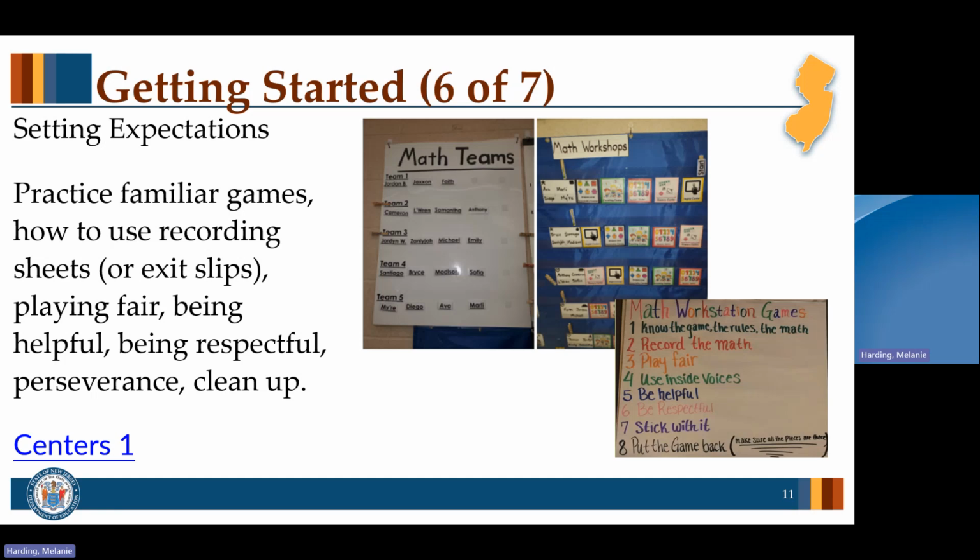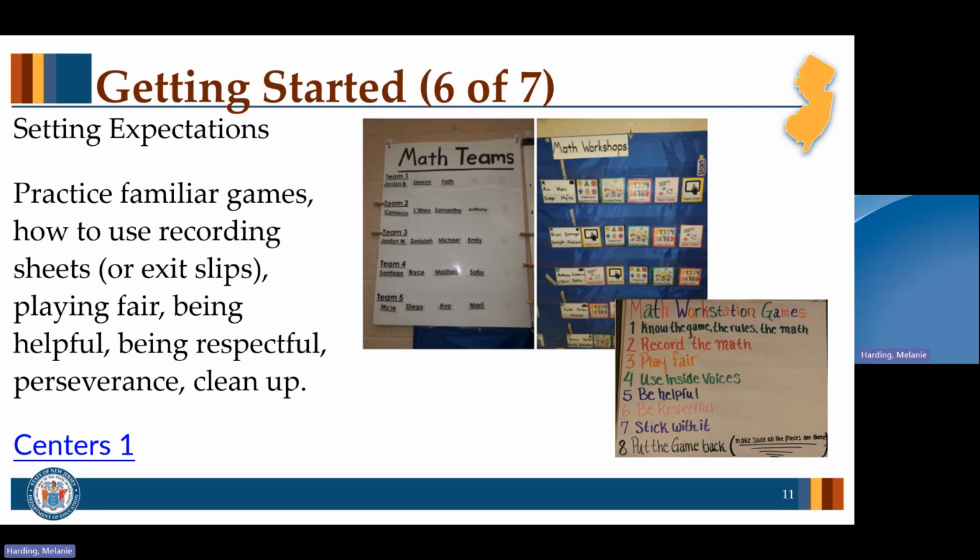And you're going to get discouraged because, hey, they're not following the rules. They're not doing what I asked them to do in those centers. They need to be playing those familiar games in centers. No one should go to a center and not know what they're doing. You really need to start off your year with a full year of practice.